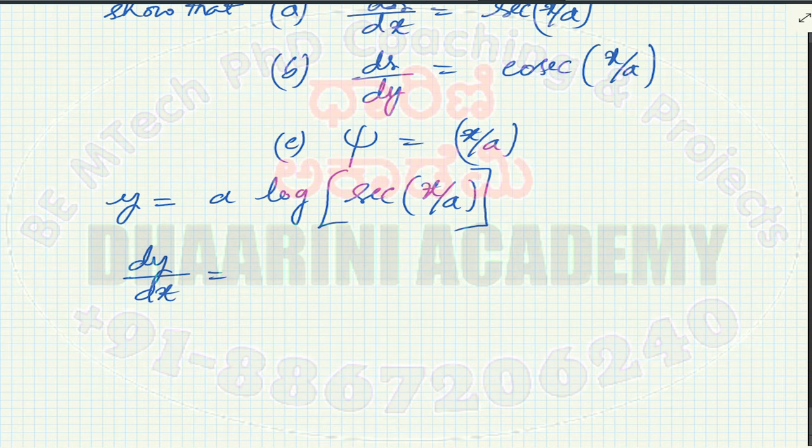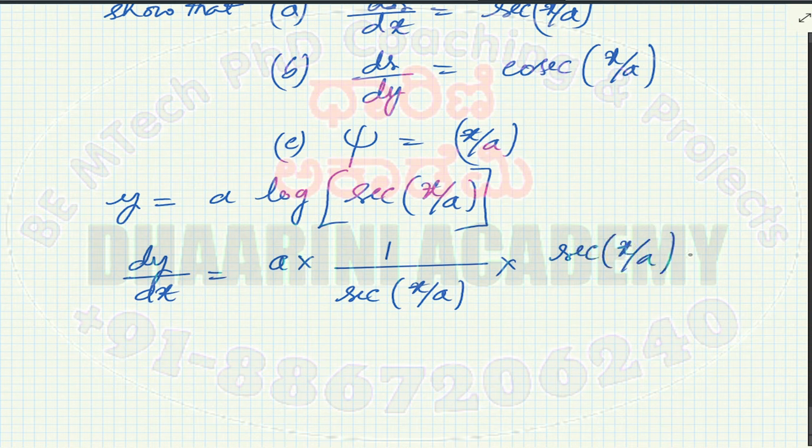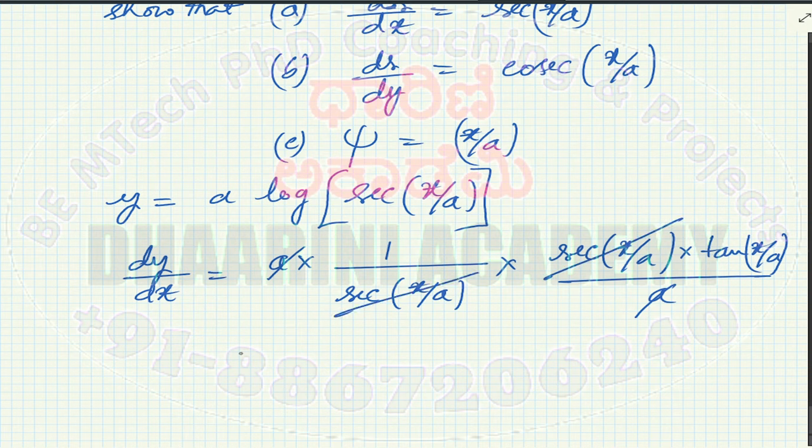Alright, so dy by dx is equal to a as it is, log is there, so log means 1 divided by secant of x by a, into the differentiation of secant of x by a. Secant will give you secant x into tan x, so this is secant of x by a into tan of x by a into the differentiation of x by a, which is 1 by a. So this a cancels with this a, and secant cancels with secant. So dy by dx is equal to the tan function, tan of x by a. Okay, so this is dy by dx.